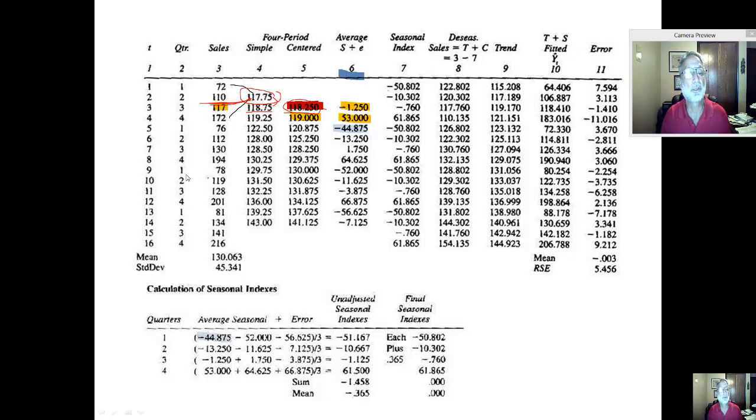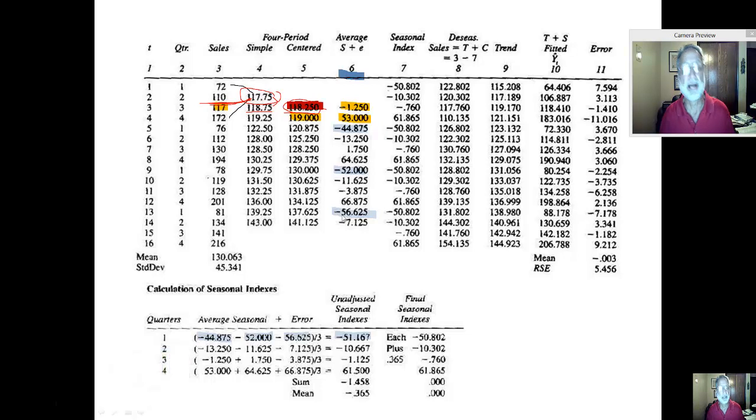Let's go down now and look at period 9, which is the second first quarter that I have. It's minus 52. So that's there. Now, let's look at the final complete first quarter that I have. It's period 13, and it's a minus 56.65. So what I'm going to do now is average those, because I've got 3 of them. That's going to give me my single estimate for seasonality of the first quarter over the 4 years that I have. Let's go through this one more time so you can see it.